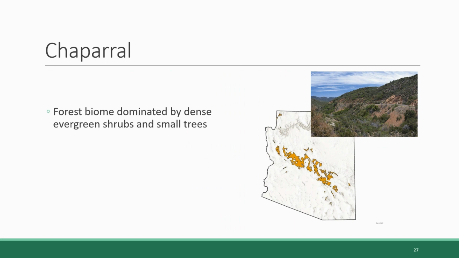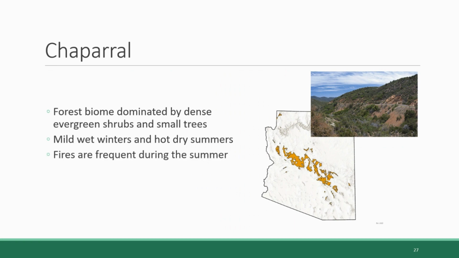In Arizona, some of the plants that you'll find in those chaparral regions include cedar and juniper trees and manzanita. And chaparral is characterized by mild, wet winters and hot, dry summers. And because of the heat and the dryness that occurs during the summer, as well as the density of the foliage, fires frequently occur in chaparral biomes, which should probably sound familiar to us as residents of Arizona.